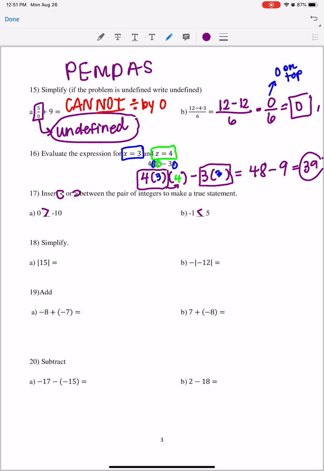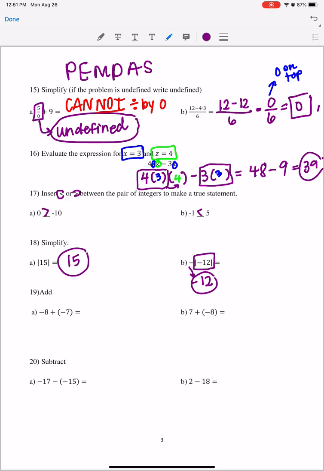18, we need to simplify. So the absolute value of anything is a positive, so the absolute value of positive 15 is 15. On B, the absolute value of negative 12 is 12, but then this negative from the outside has got to come down with it. So this one's a negative 12.